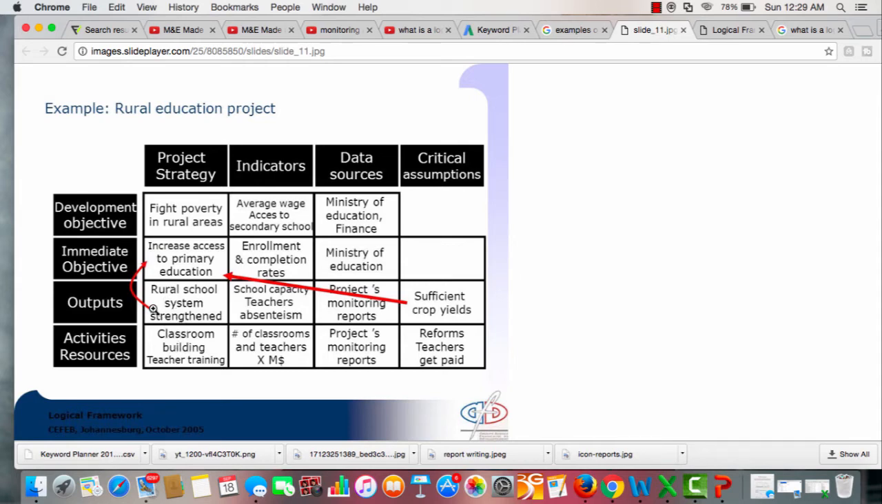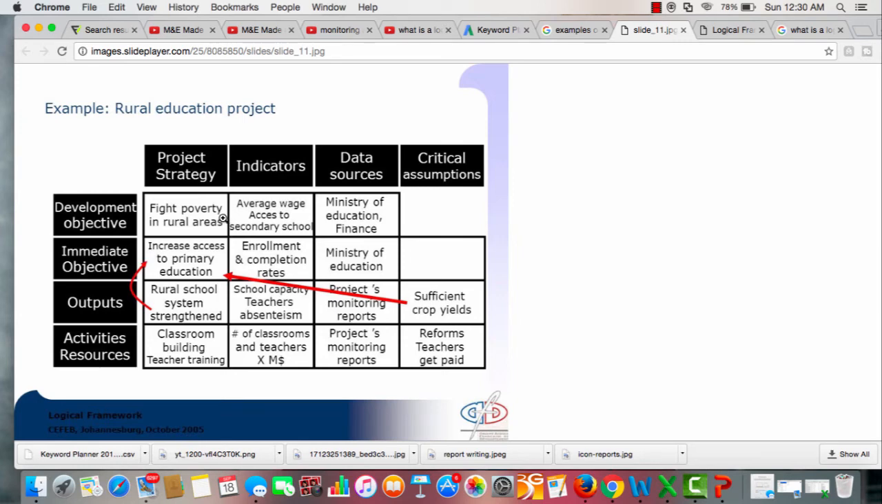Well, what they are telling us is that if you have teachers trained, it means that in the short term, the rural school system will be strengthened. And if the rural school system is strengthened, then there will be increased access to primary education. And if you have increased access to primary education, then this will lead to a fight against poverty in rural areas. I'm sure you can see the logic already. What they're focusing on here is capacitating the teachers and also building infrastructure in terms of the classrooms. And once this is done, then the increased education will lead to reduced poverty levels.